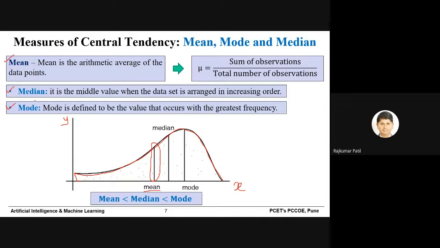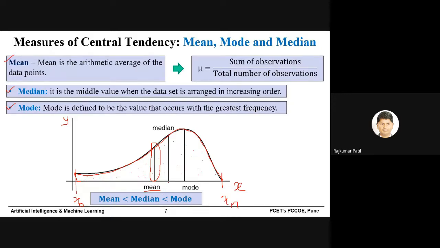Now, when we say median, then this is the lower limit, right? Let's say x naught. And this is the highest point, let's say xn.